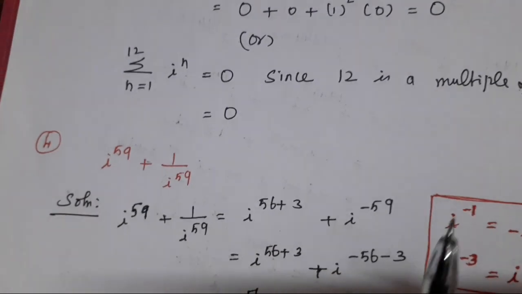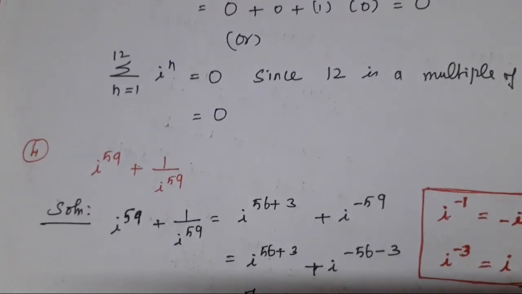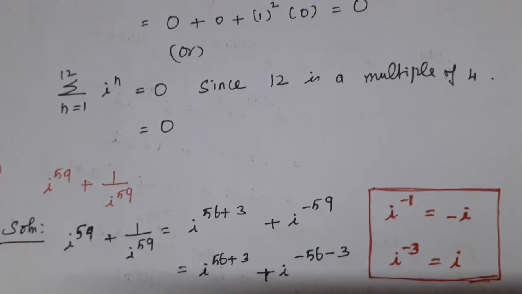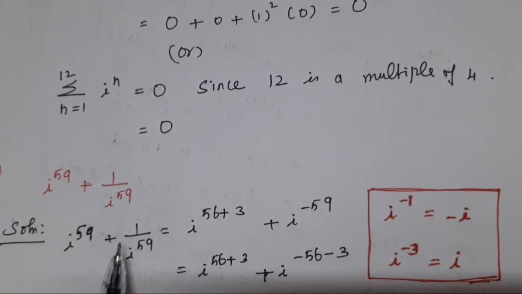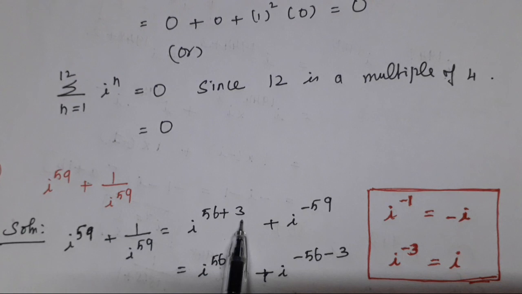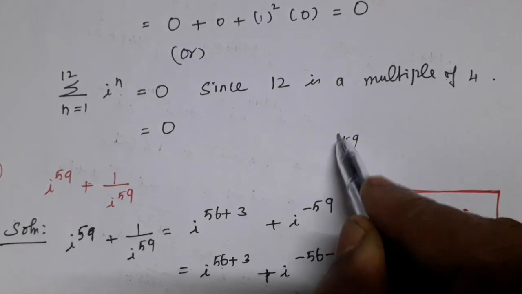Next, the fourth sum. What is the fourth sum? i^59 plus 1 by i^59. So what is i^59? We write the multiple of 4: i^56 plus 3, because 14 fours are 56 and the balance is 3. So 59 is rewritten as a multiple of 4 plus the remainder value. Otherwise, if you want, 59 is divided by 4.